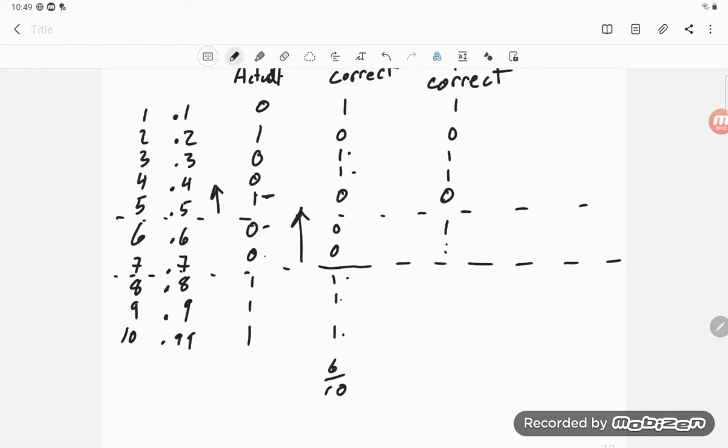They were correct. And then these last three were all correct. And so here I got 8 out of 10 right by putting the threshold at 0.7.